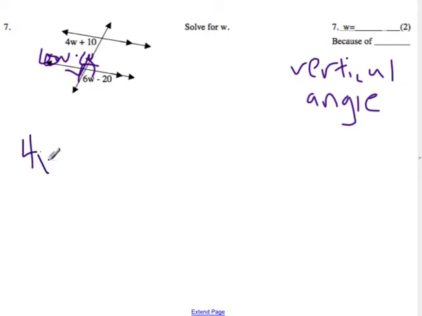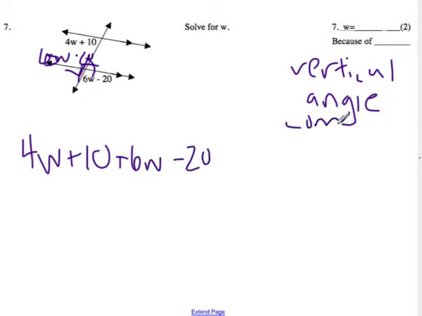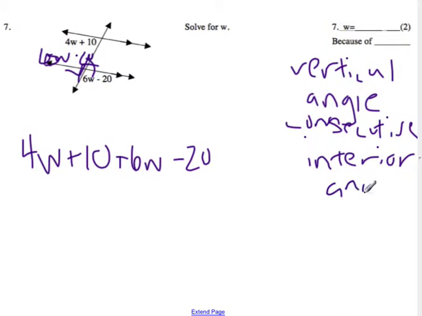And then what I can do is I know that 4w plus 10 and 6w minus 20 are consecutive interior angles. Okay, so there's really two because of the vertical angles here. So I know then that's going to add up to 180. So now I can go ahead and solve it for w.